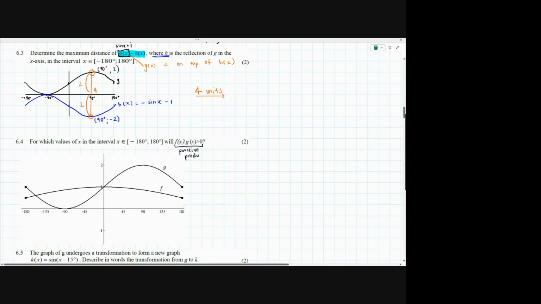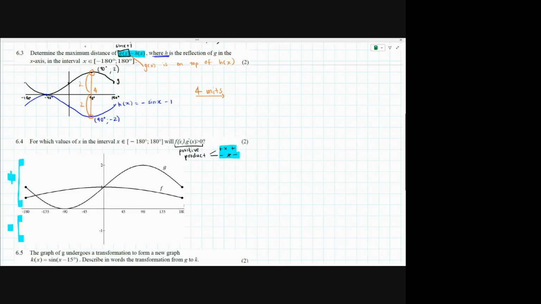The only way for us to get a positive product is to say a positive times a positive, or a negative times a negative. That is the only way for me to do that. Now, if we look at f of x, and remember, these are all my positive y values, and these are all my negative y values. So that is what I mean when I say positive, positive, negative, negative.